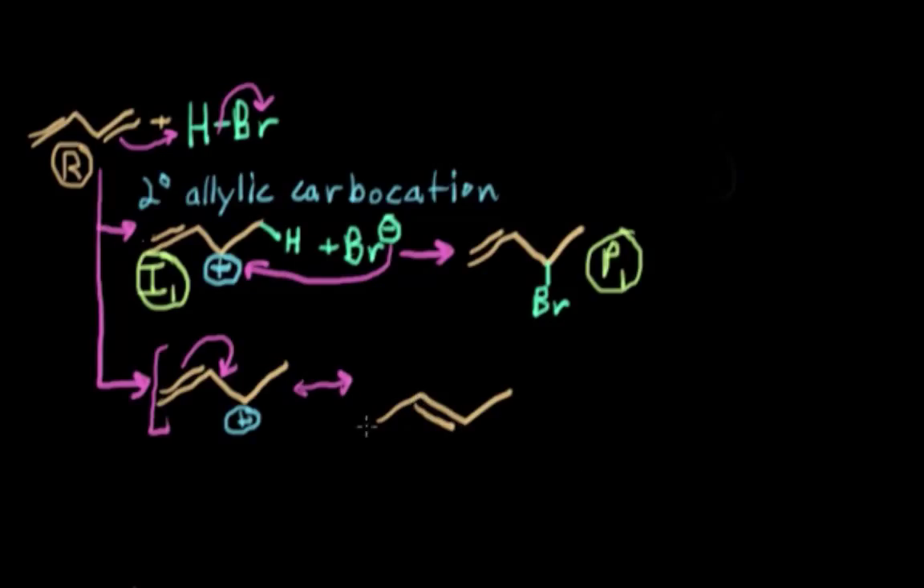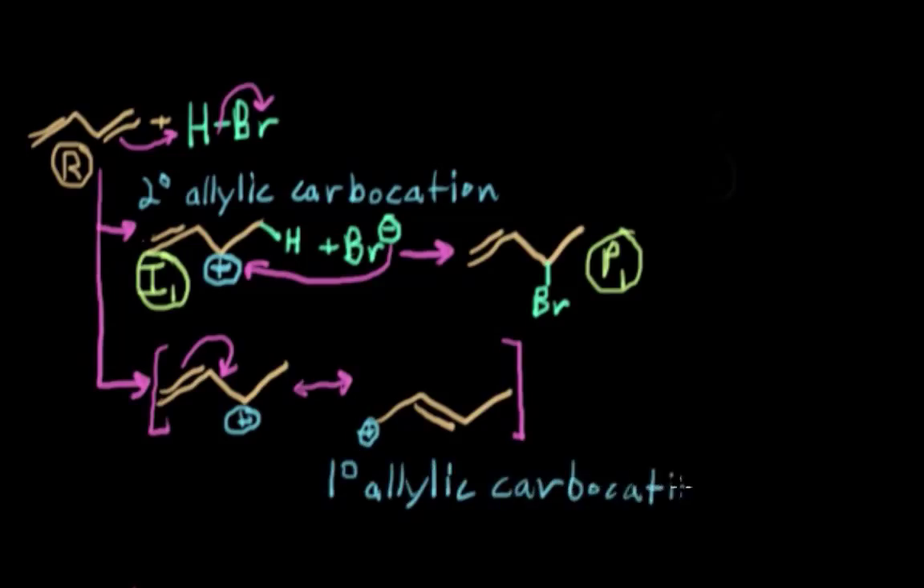Let's look at a reaction between a molecule called butadiene. It's called butadiene because there are 1, 2, 3, 4 carbons, and it's a diene because there are 2 double bonds. The reaction between that and hydrogen bromide, which has the chemical formula HBr, gives a primary allylic carbocation. And again, carbocation means there's a positive charge on a carbon.